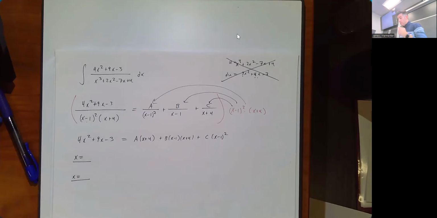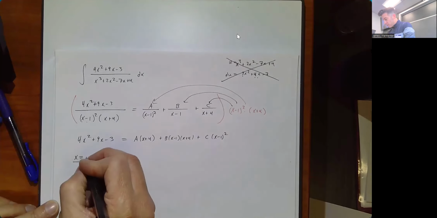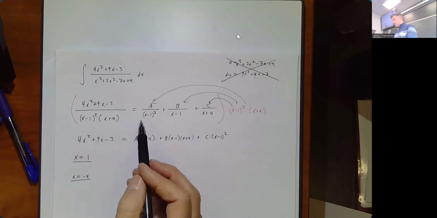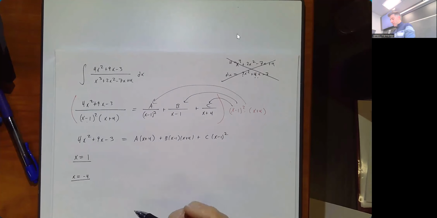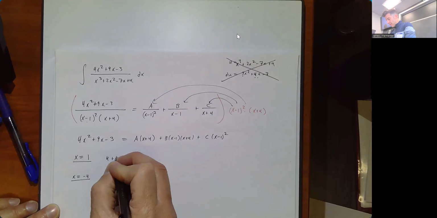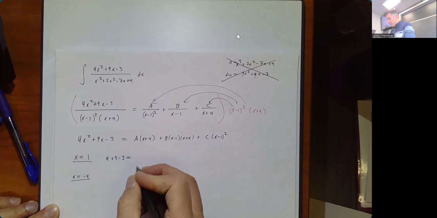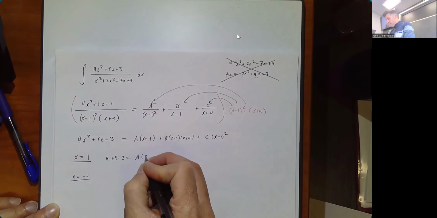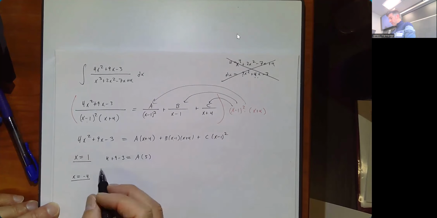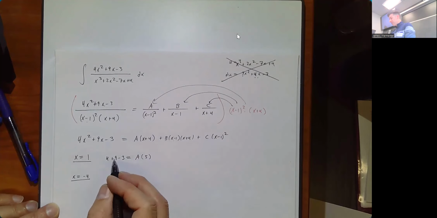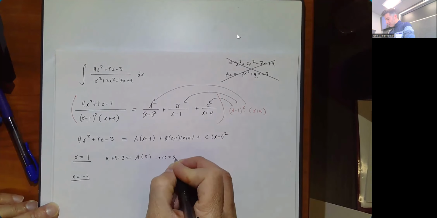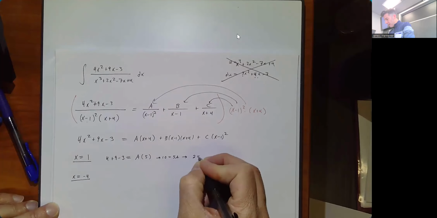Okay, it's been 20 seconds. The two things you should be picking for x are x equal to 1 and x equal to -4. The values of x that are going to make some of these factors 0. So if I plug in x equal to 1, I have to plug it in everywhere. So I'm going to get 4 plus 9 minus 3 on the left equal to a times 1 plus 4 plus 0 plus 0. I'm not going to write those down. 4 plus 9 is 13. 13 minus 3 is 10. So I have 10 equal to 5a, which gives me 2 equal to a.